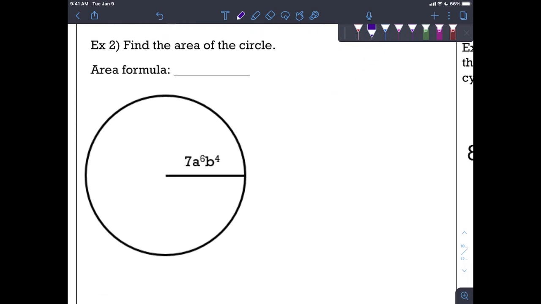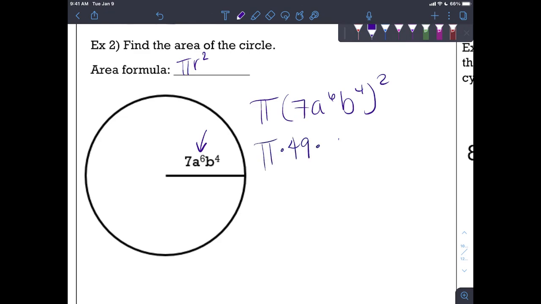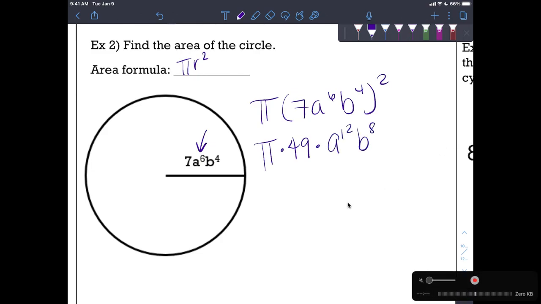Find the area of the circle. The area formula for a circle always looks like this: pi r squared. So now I'm going to take this radius and plug it in. I see here that I now have a squared on the outside of the parentheses, so I'm going to distribute it. And that's about as simple as it can get.